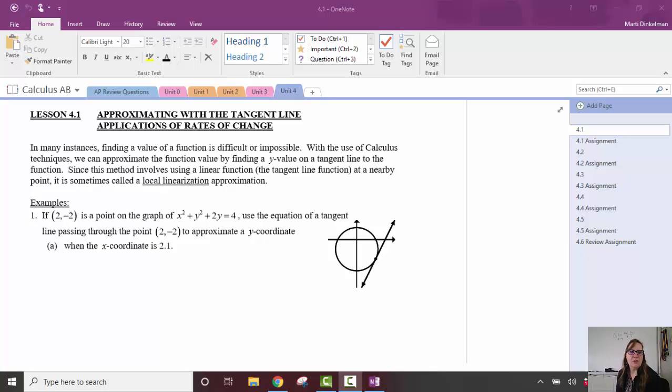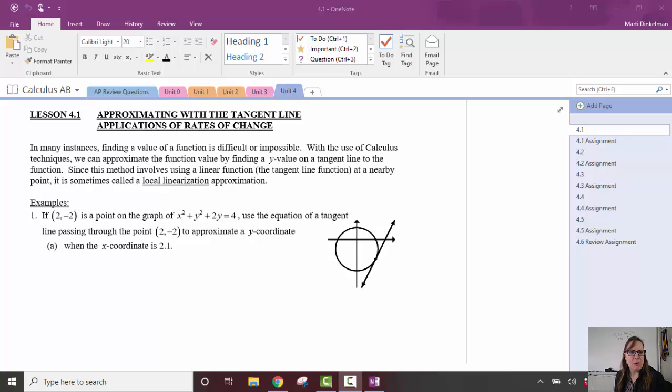These are the notes for lesson 4.1, which is titled Approximating with the Tangent Line, and also Applications of Rate of Change. Sometimes you'll see this approximating with the tangent line called local linearization or just linearization, and many books tend to have a specific formula for it that looks a little bit different, but it's really just writing the equation of the tangent line and using that to approximate what you're doing.